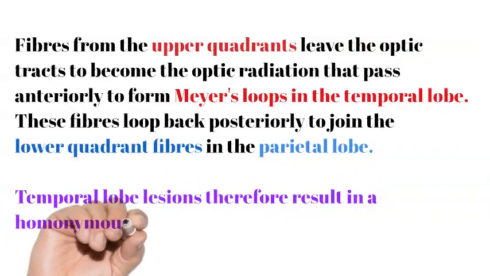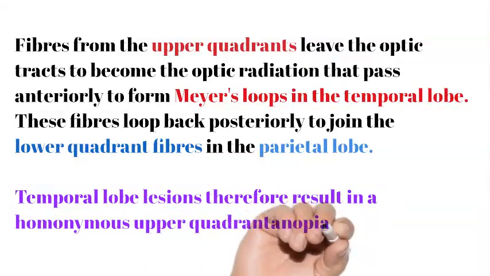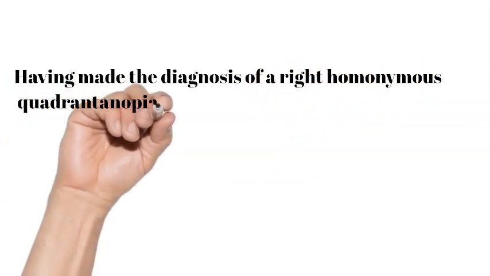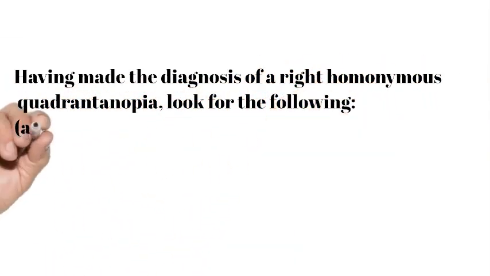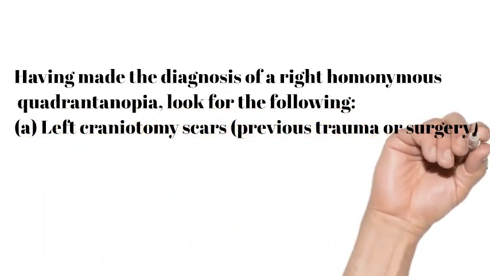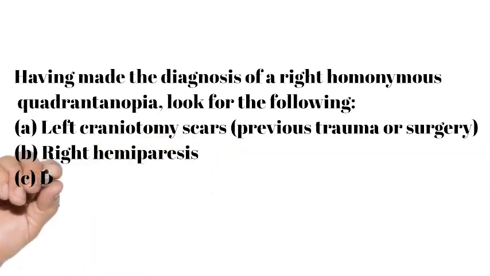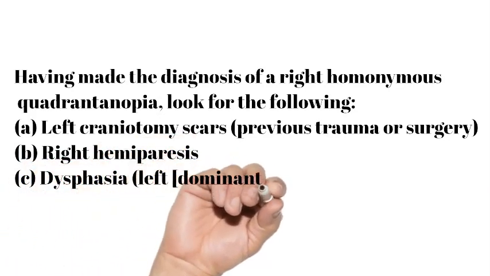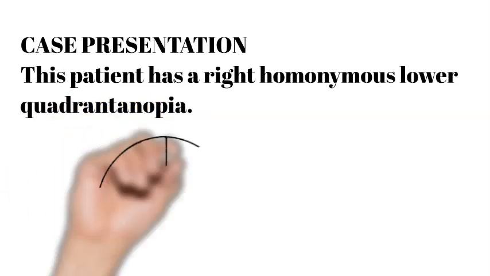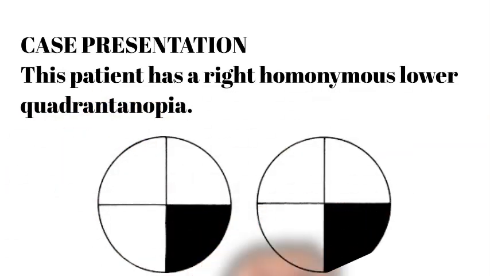Having made the diagnosis of a right homonymous upper quadrant anopia, look for the following: left craniotomy scars, previous trauma or surgery, right hemiparesis, dysphagia, left dominant hemisphere involvement. Case presentation 4. This patient has a right homonymous lower quadrant anopia. This suggests a lesion in the left anterior parietal cortex.